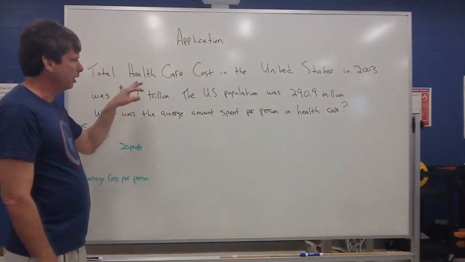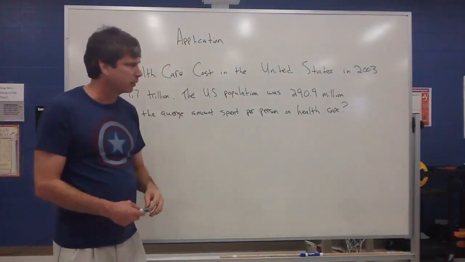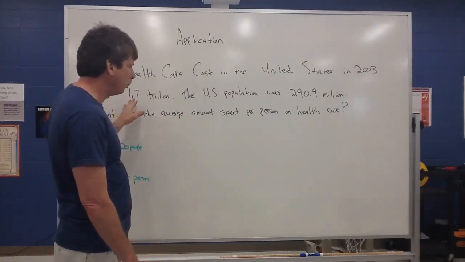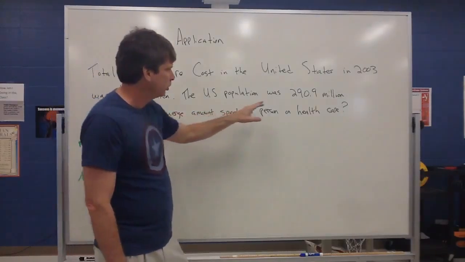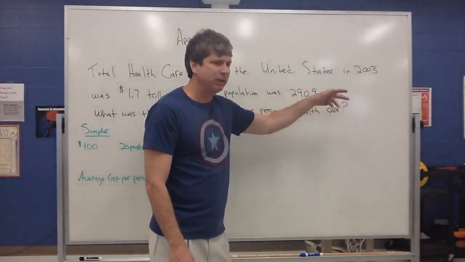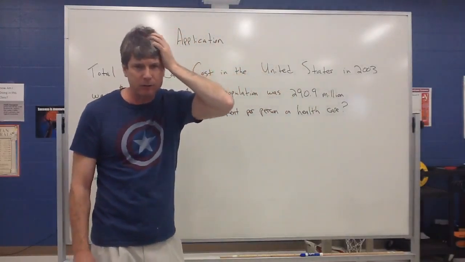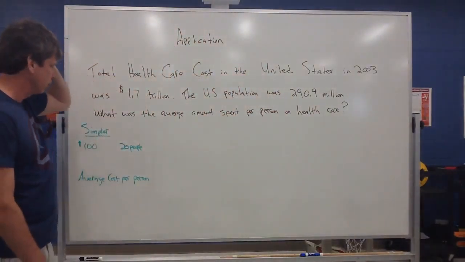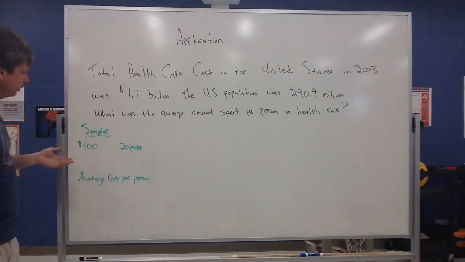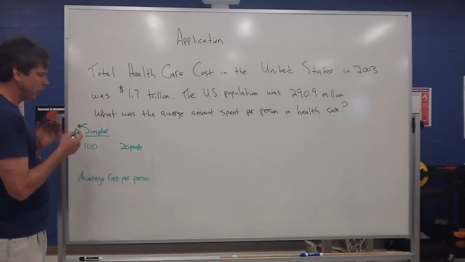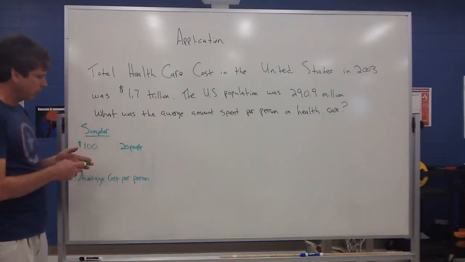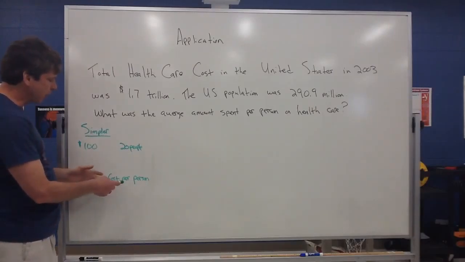So again, before I can really grasp this problem, these numbers are a little strange to me. 1.7 trillion, 290.9 million. I don't know if I can write those numbers out. I'm going to play with that for a little bit. But let's look at something a little bit simpler. Let's suppose that we're dealing with $100 and there's 20 people. How would I find the average cost per person?